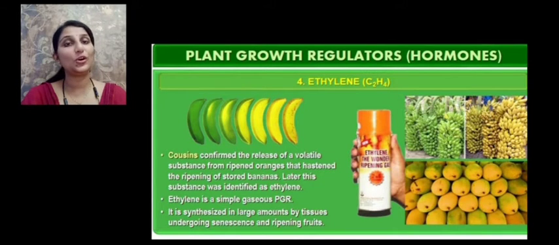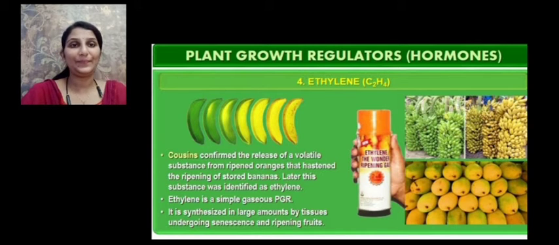Welcome to the new module on the chapter Plant Growth and Development. In this module, we are going to learn about the inhibitors, plant growth inhibitors. So first, let us learn about the first type of inhibitor, that is ethylene.